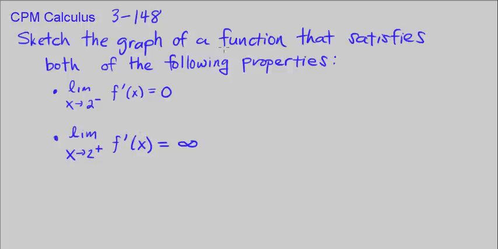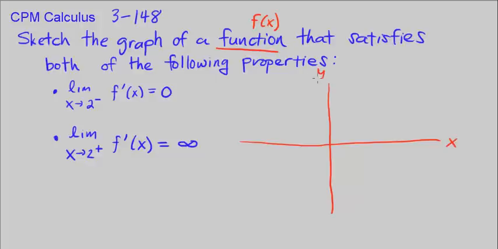Okay, so we want the graph of a function, meaning we want f of x, and we're given information about f prime of x, right? We have the slope function information, and we want to go ahead and sketch the actual function. So let's go ahead and draw our x and our y axis.